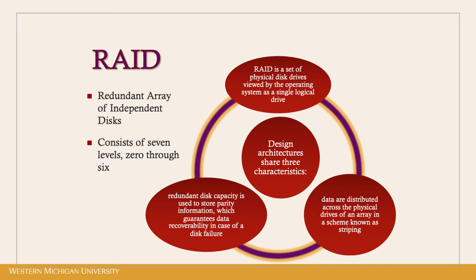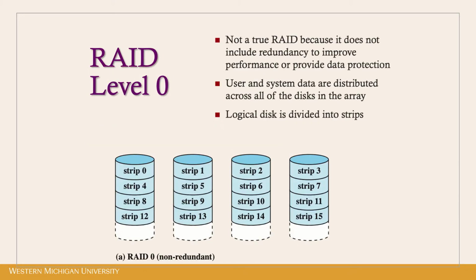So let's take a look through some of these to get an idea of what they mean and how they help us. First of all, RAID level 0. This isn't true RAID because it doesn't actually include redundancy to improve performance or data protection. The user and system data are distributed across all the disks in the array, and so the logical disk is just divided into strips. In RAID 0, we don't have redundancy. We're just taking a bunch of smaller disks and combining them into one larger logical disk by striping the data across them.